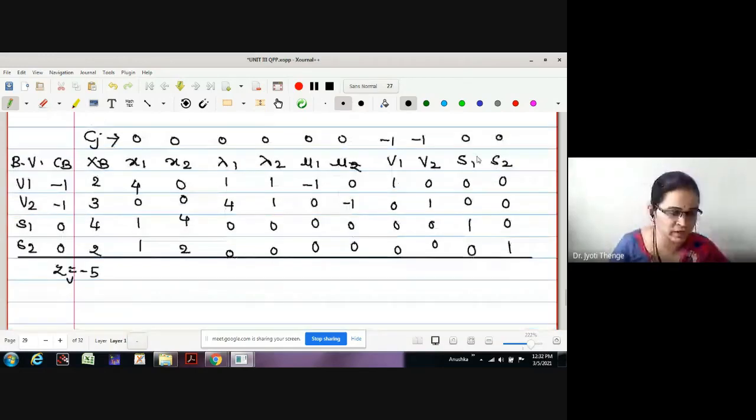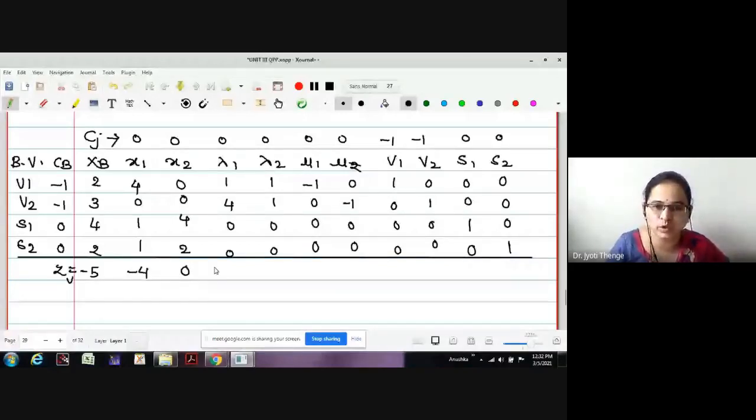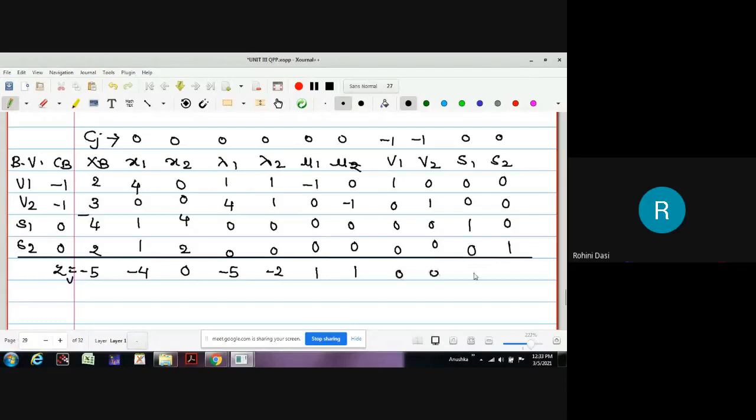Okay, now it's just time to calculate the net evaluations. As for the net evaluations, we can easily observe for x1 it is minus 4, x2 is 0, for lambda 1 this is minus 5, lambda 2 is minus 2, mu 1 is plus 1, mu 2 is also plus 1, no? And for our basic variables, 0.